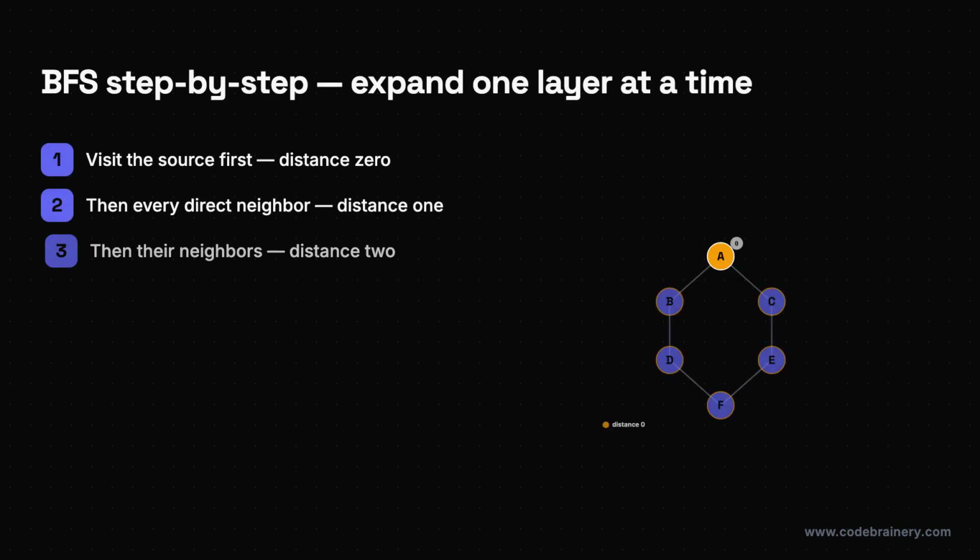Start at the source. Mark it visited. Visit every direct neighbor first. That is distance 1. Then every neighbor of those neighbors, distance 2. You keep expanding outward, one full layer at a time.